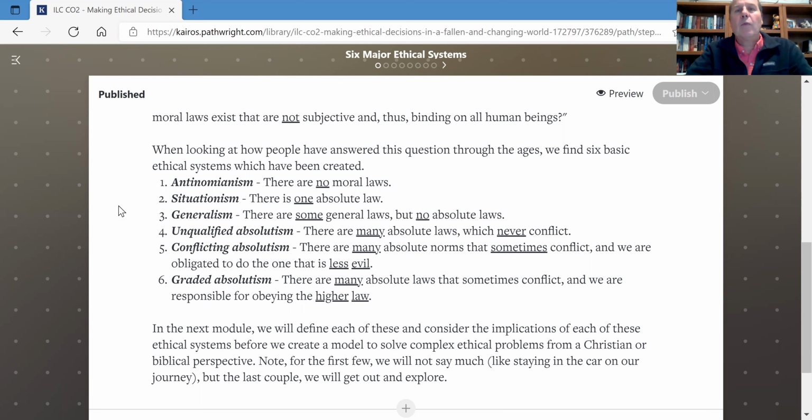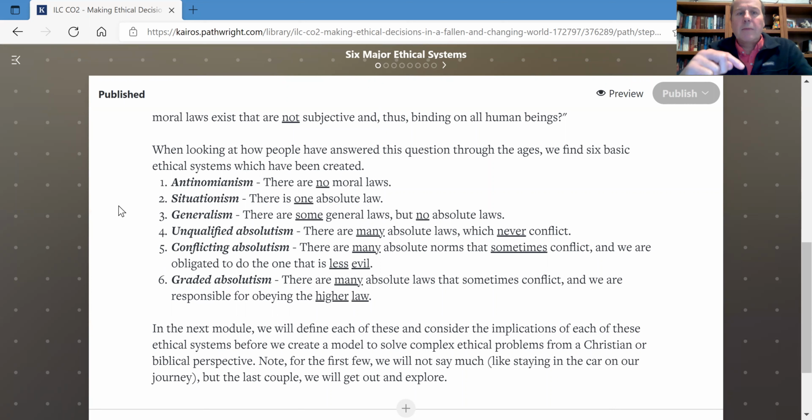The next three, you'll find variations within these within the Christian world. The fourth one is unqualified absolutism. This is the idea that there are many absolute laws and that these absolute laws never conflict. The next one is conflicting absolutism, which means there are many absolute norms, but sometimes these norms or laws will actually conflict. And so then we have to choose the lesser of the evil.